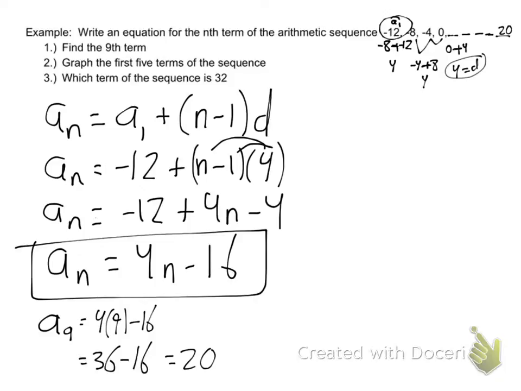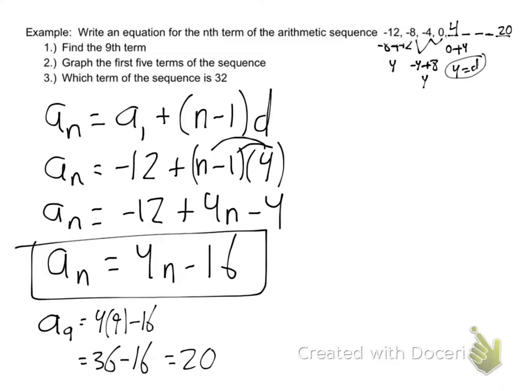Guys, we need to graph this with the first 5 terms. Right now, I only have 4. Right? What's the next term? Should be a 4. But how do I graph just negative 12, negative 8, negative 4, 0, 4?